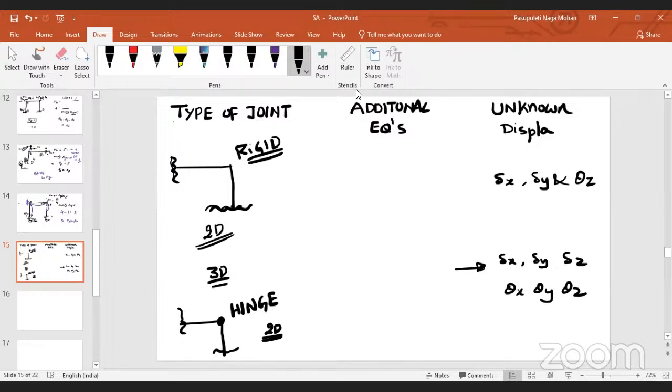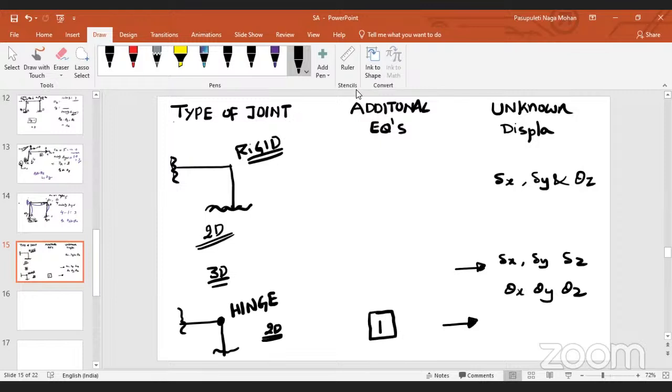How many additional equations are possible if it is a hinge joint? Here, how many members are connected? Two members. Then how many additional equations are possible? One. That is, moment at that point is equal to 0. Now, tell me, how many unknown displacements are possible?